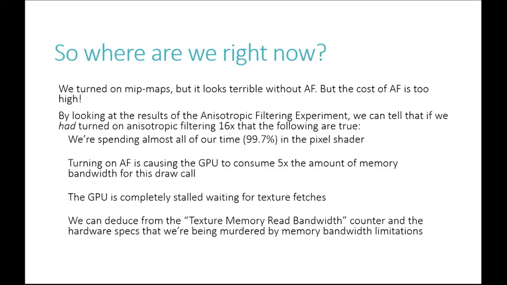And turning on anisotropic filtering causes the GPU to consume 5 times the memory bandwidth, and we can tell that by comparing the bandwidth numbers between the baseline, which is using trilinear, and the bandwidth numbers from the anisotropic filtering experiment. The texture fetch stall counter tells us that we're stalling the GPU on texture fetches, and it's not being limited by ALU capacity or anything else. And we can deduce from the texture memory read bandwidth counter that we're just getting murdered by memory bandwidth limitations on this device. So the question is, what can we do about it?